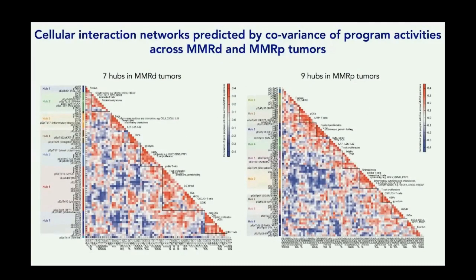So we found in MMRD tumors 7 of these coordinated hubs and 9 such hubs in the MMRP tumors. You can see that there's one hub particularly that is very, very large that's present in the MMRD, and actually we don't see that in the MMRP. And that's the one for today that we'll focus on, although there are many other interesting coordinated hubs.